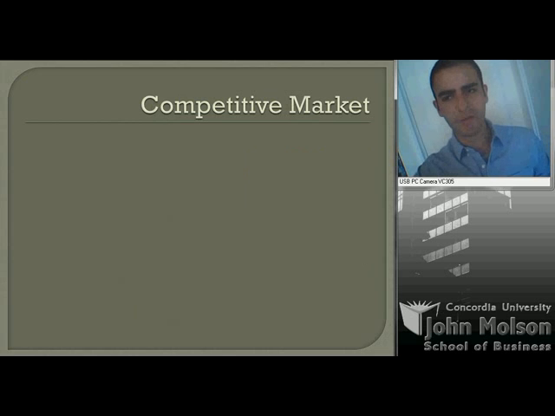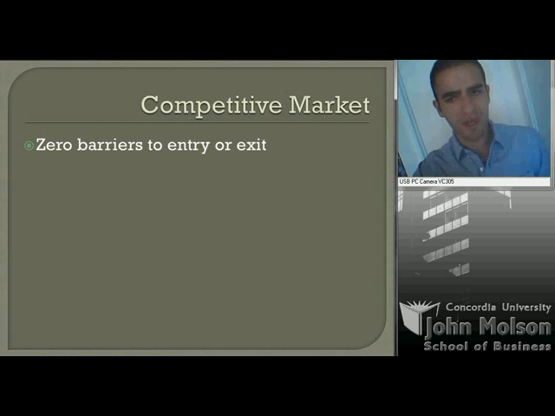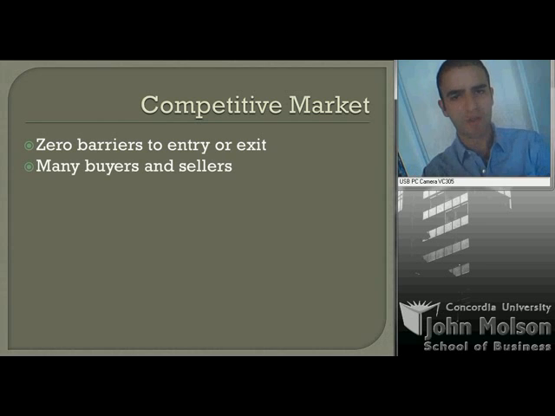Let us define now a competitive market. It has the following characteristics. It has zero barriers to entry or exit, meaning it is easy for firms to enter or leave the market. It has many buyers or sellers, which means that any individual firm or buyer is going to have virtually no impact on the price of the product.